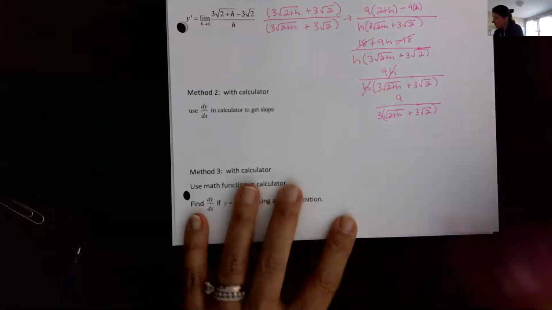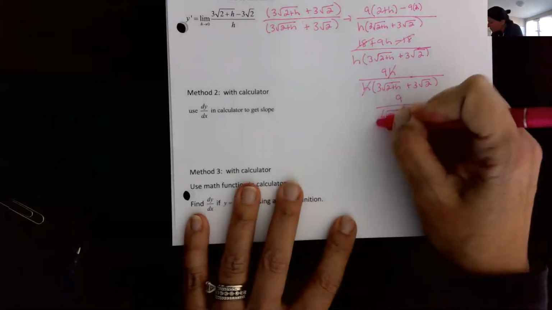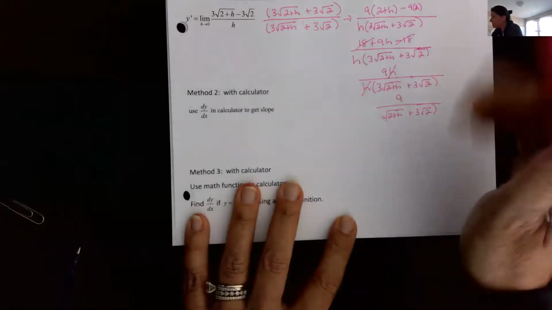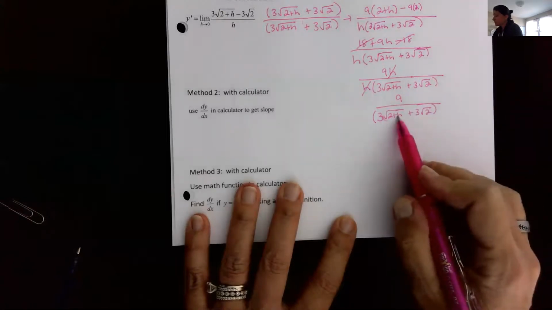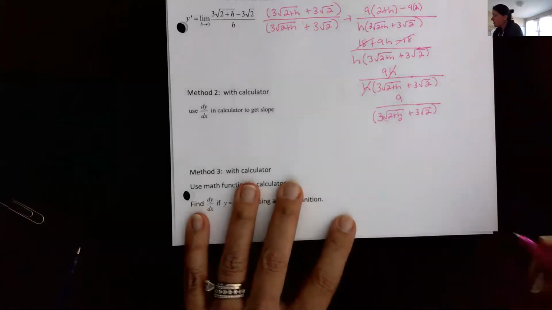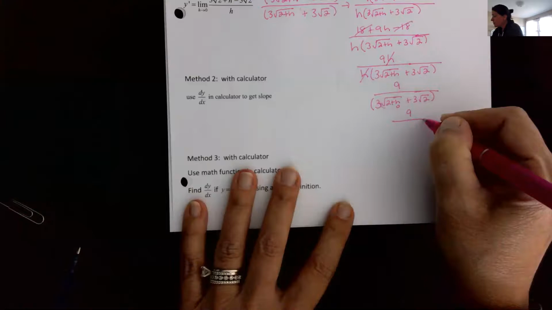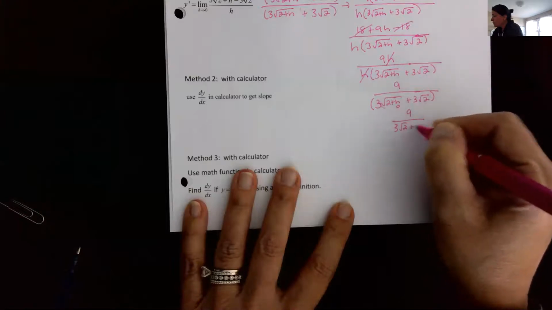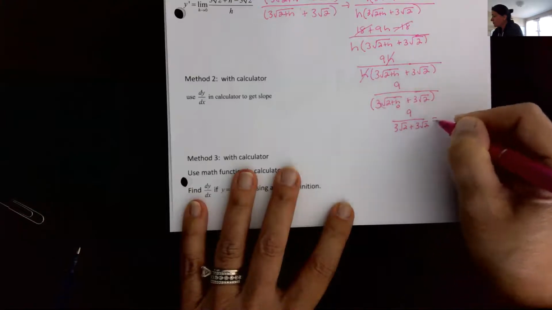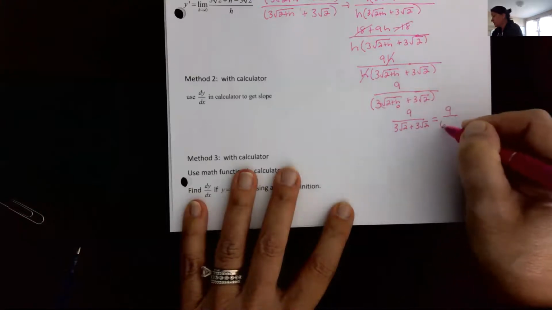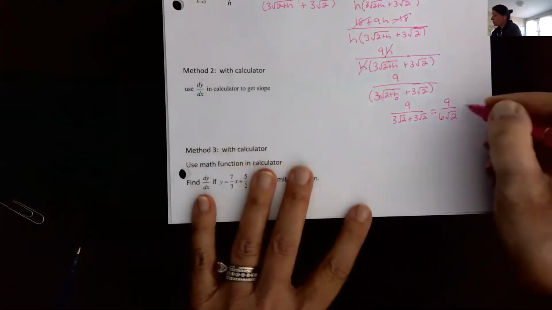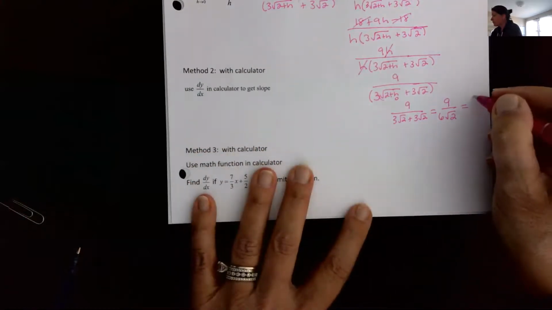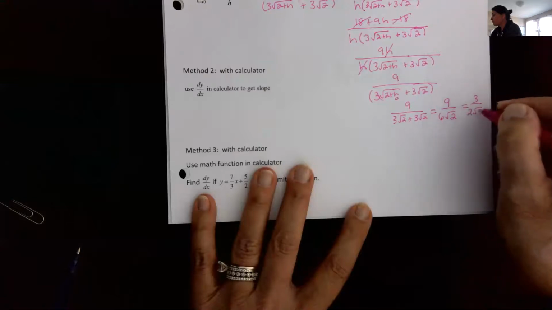Okay? I didn't factor it out, so that should be in the parentheses. All right, so I'm plugging in 0. If I plug in 0, I have 9 over 3 root 2 plus 3 root 2, which is 9 over 6 root 2. You can leave your answer, or you can also simplify: 3 over 2 root 2.